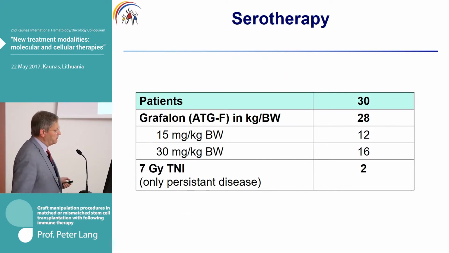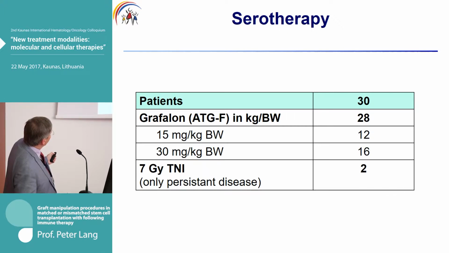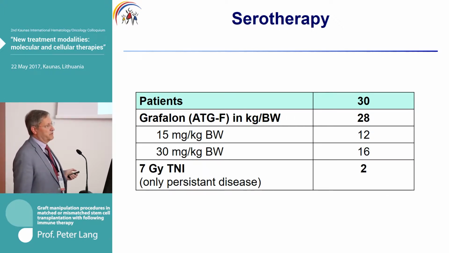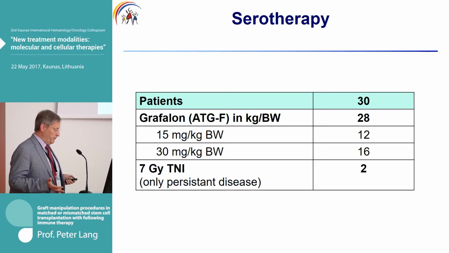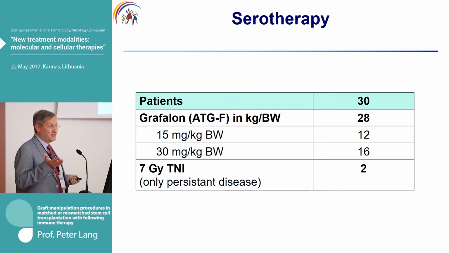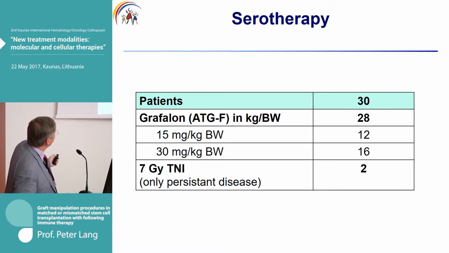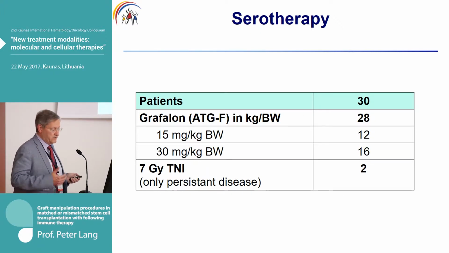The serotherapy consisted of ATG again. In the first 12 patients, we infused 15 milligram per kg body weight, which was lower than usual. However, the incidence of rejection increased, and we then had to switch to 30 milligram per kg body weight in the following 16 patients. And as an alternative, total nodal irradiation can also be given instead of serotherapy.